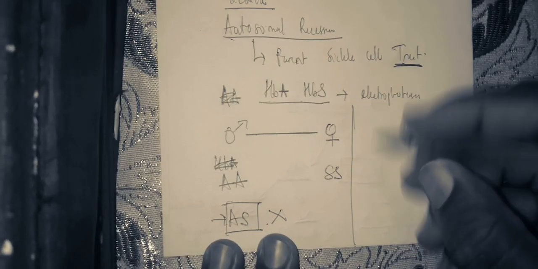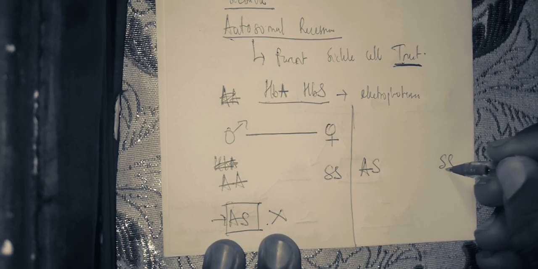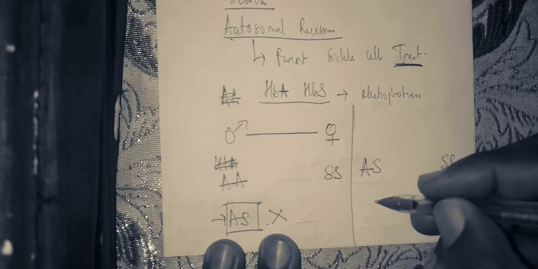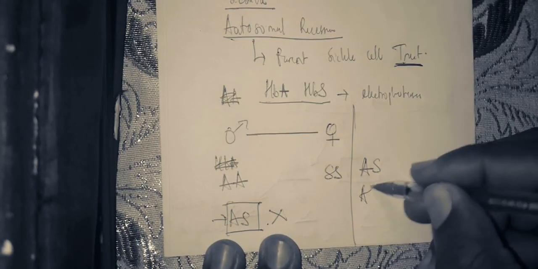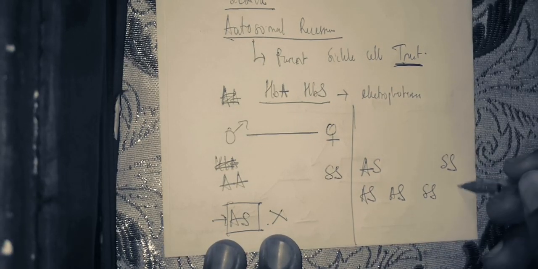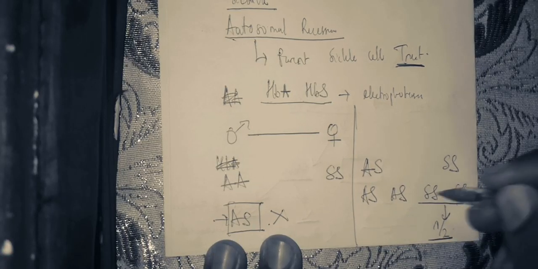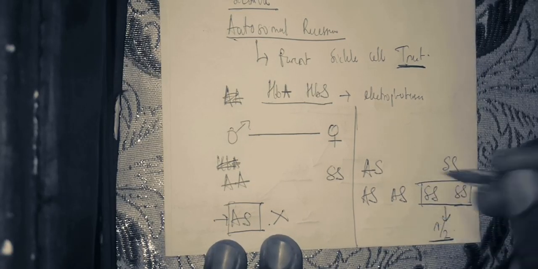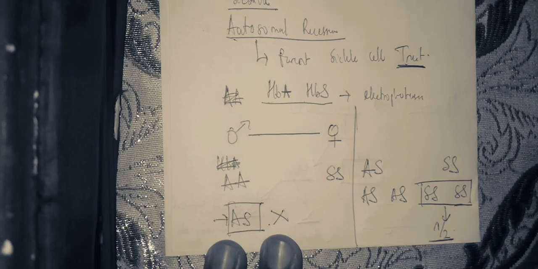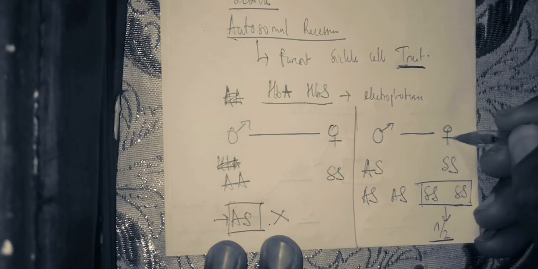In the second case scenario, you can have AS pairing with SS. In this case, one is going to be AS, another is going to be AS, another is going to be SS, another is going to be SS. So half of the population is going to be sickle. It is only when you have the two traits that you are going to be sickle cell. Is it clear? So this is another family that is going to pair.